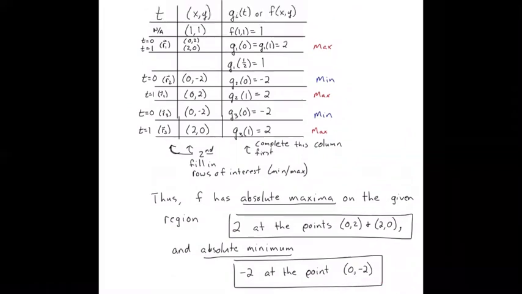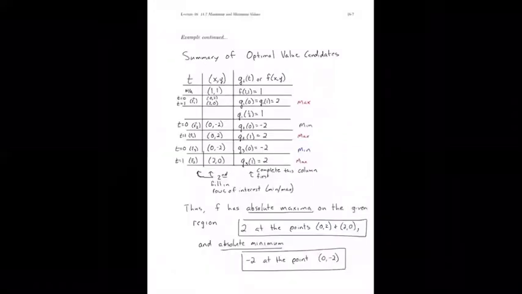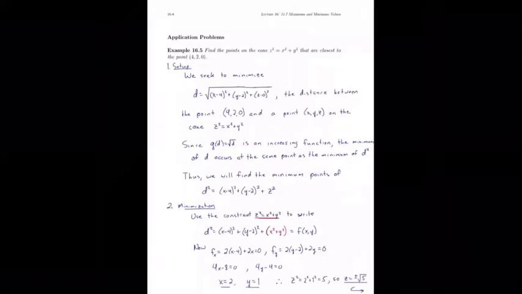The table should be somewhat similar to what you did in Calc 1 as well with the closed interval test, only now with this in-between function g that helps to map from t to our function outputs, our f function outputs. So that is our closed bounded set optimization. Let's see an application problem.